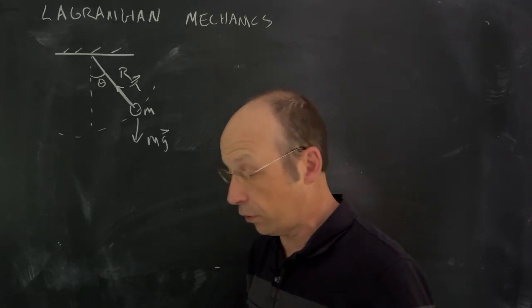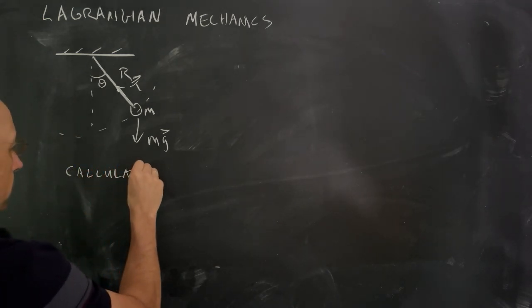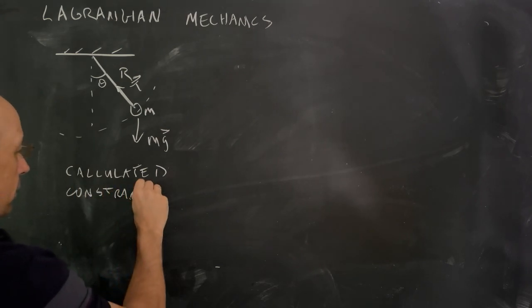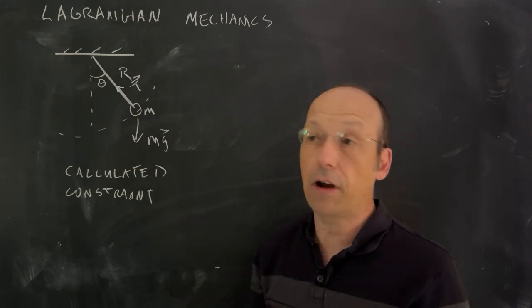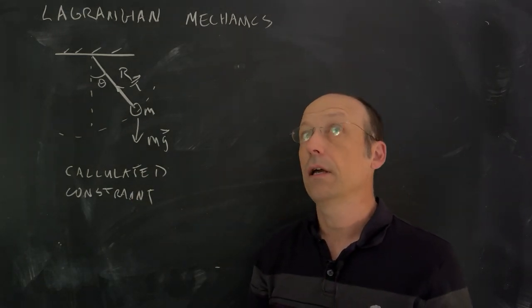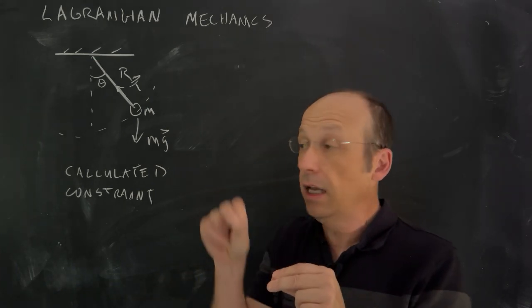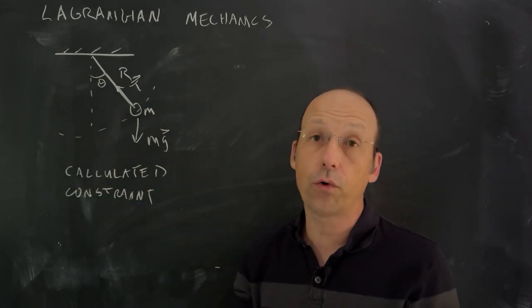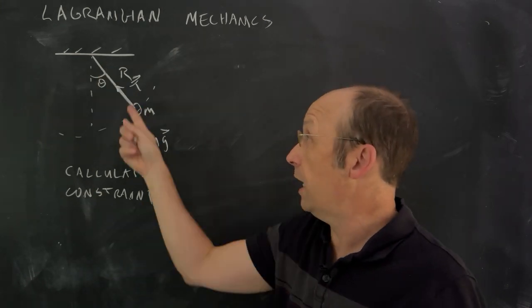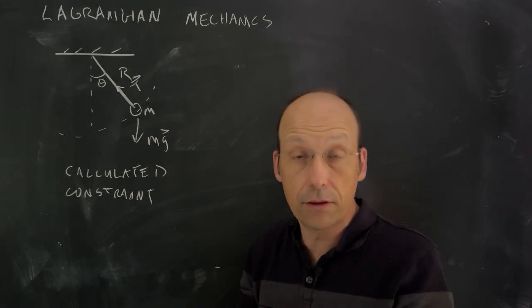Remember that we have two kinds of forces. I call them calculated and constraint. So calculated forces are the gravitational force, even the air resistance force, the force due to a spring, the electrostatic force, the magnetic force, things like that. I have an equation that tells me this is the force. And then I have constraint forces. These are forces that prevent the object from doing something. This string prevents the mass from getting further away than r. So it constrains the motion.